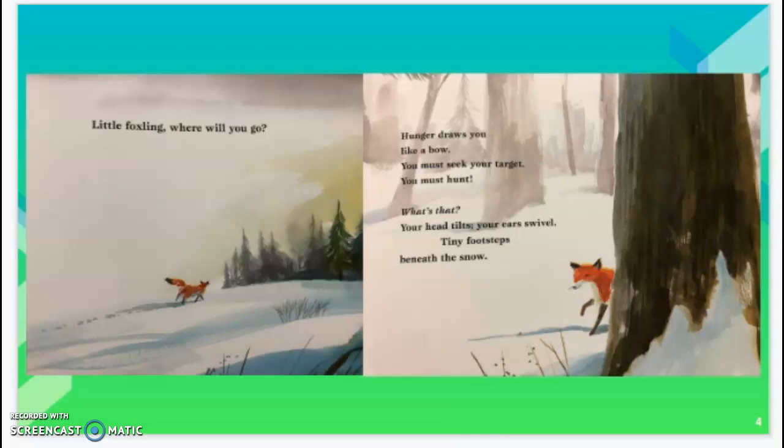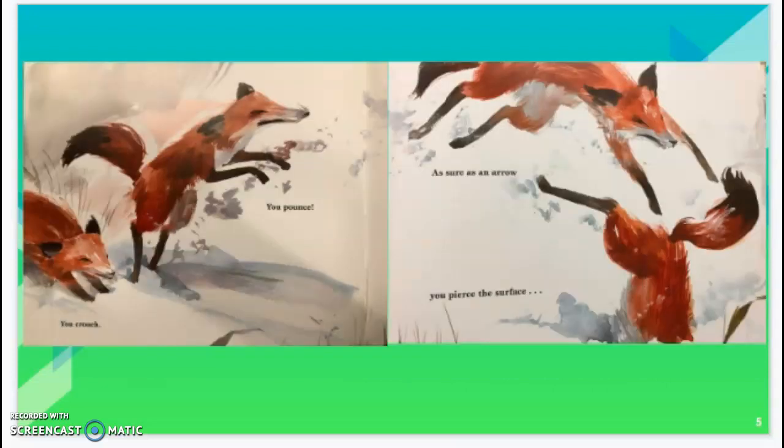The setting, so where does this take place? In the text it says, where will you go? And the illustration shows, where is he going? Oh, he's going into the woods to find more food. So this picture gave me more information than the words did. The words just says, where will you go? And the author is trying to make you look at the illustration and notice, oh, I know where he's going. He's going into the woods. So it's not just the pictures you want to look at and not just the words, but we want to make sure we pay attention to both when we're reading a story.